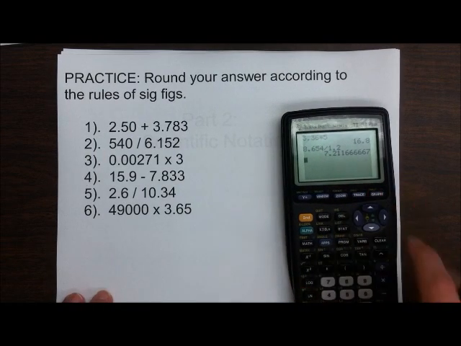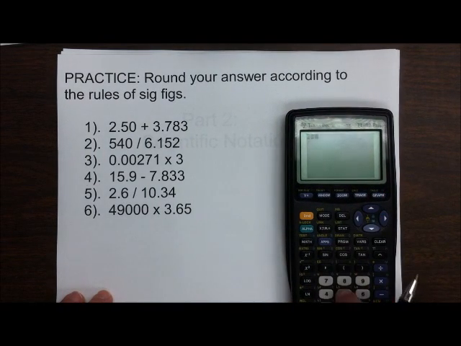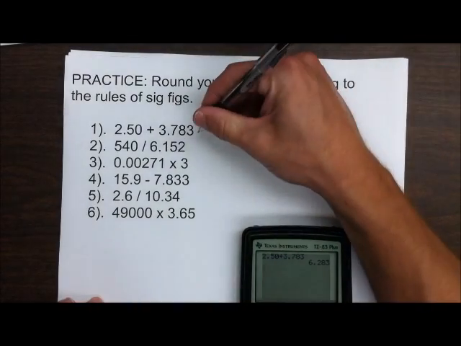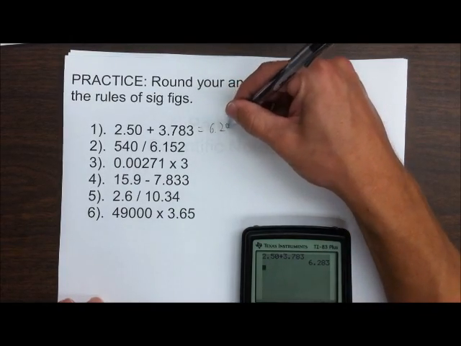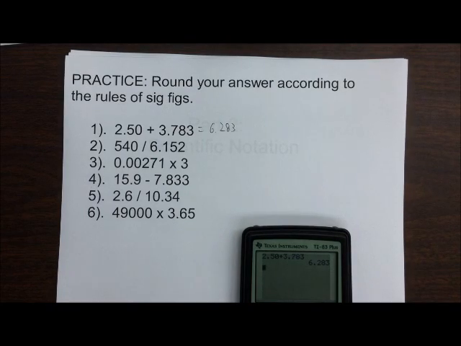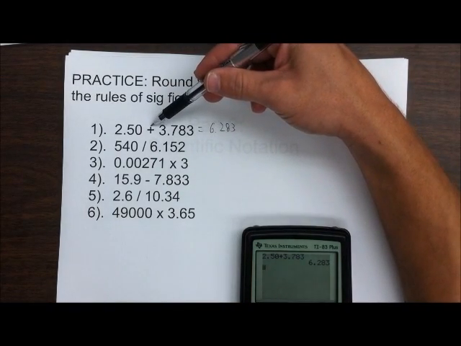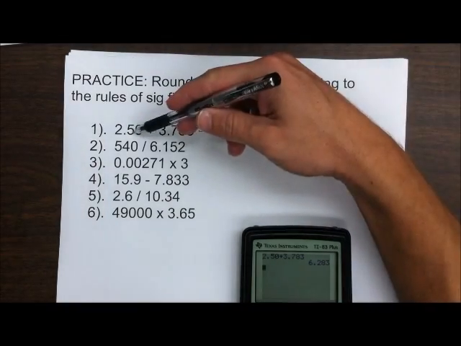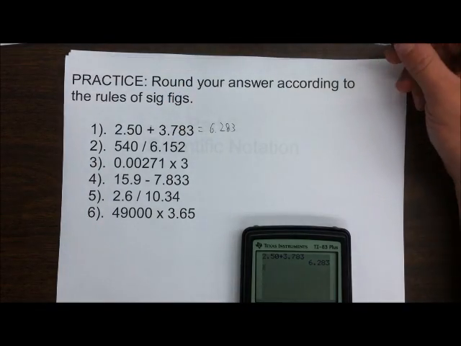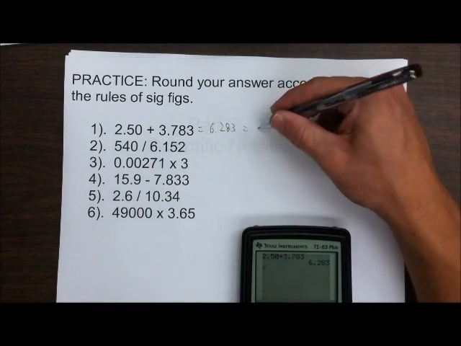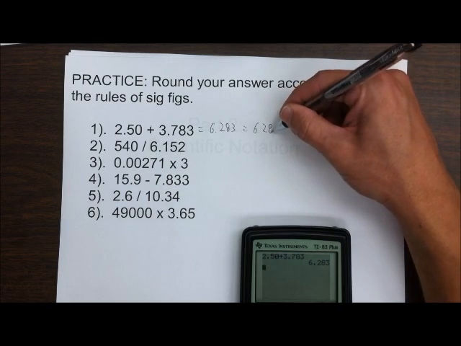Now I give you lots of practice. 2.50 plus 3.783. So it's best to write the non-rounded number first, just so you can see what you got. 6.283. Now remember, since this is adding, we're going to look at the decimal places, not the sig figs. This only has 2 decimals, so our answer can only be 2 decimals. So we're going to count the 2 and the 8, ignore the 3, so this really equals 6.28.